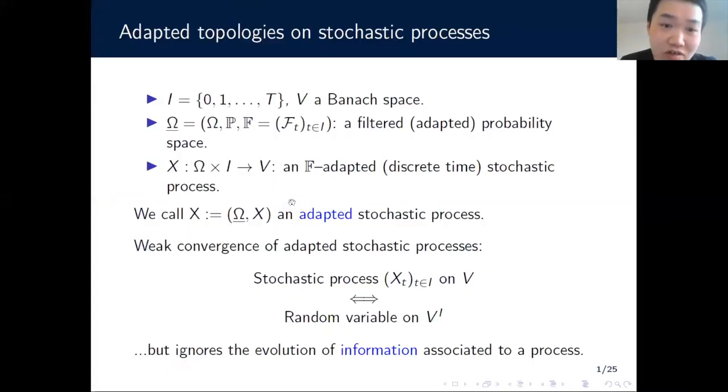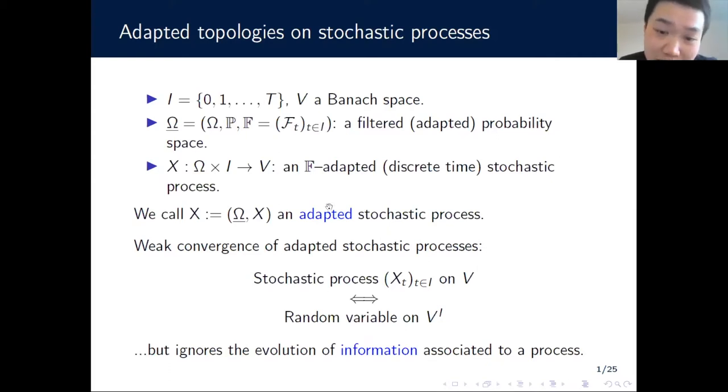Okay, let's start with a very basic but fundamental object in probability theory, the adapted stochastic process, which is just a V-valued stochastic process over some given time index set I, and defined on some filtered probability space. Throughout my talk, I will assume that I is a finite discrete time set, but actually the essential idea of my talk also works for any general continuous time interval.